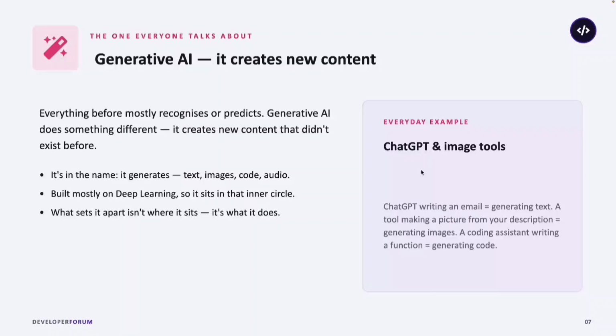Now, where does it sit in our circles? Generative AI is built mostly on deep learning. Those same neural networks, just trained to produce new things rather than only predict them, right? So it lives mostly inside the deepest circle. The one thing that makes it stand out isn't where it sits, it's what it does. It creates, basically. So if someone asks you the difference, deep learning recognizes and predicts, whereas generative AI is built on top of it and it creates.